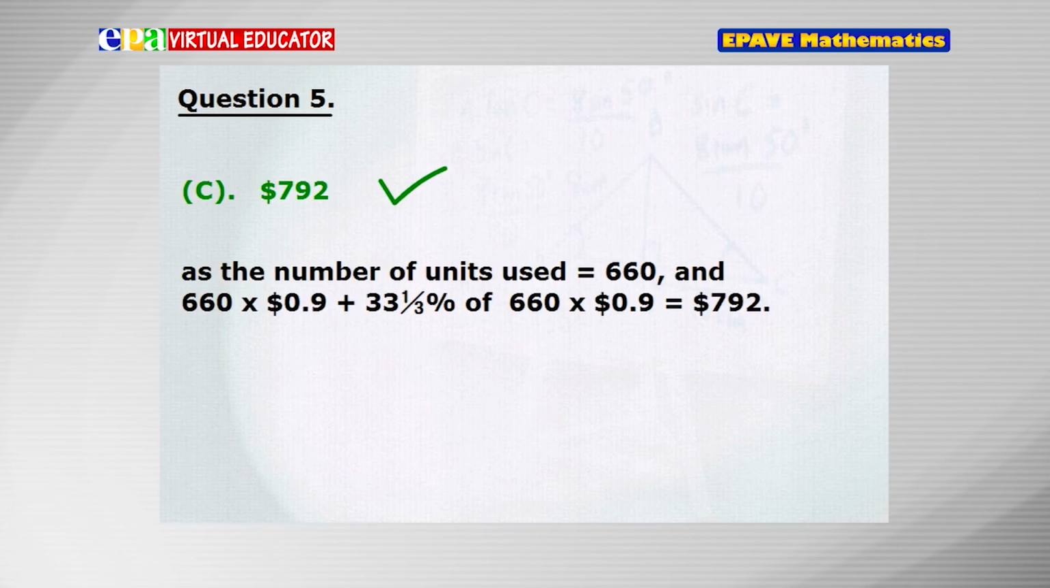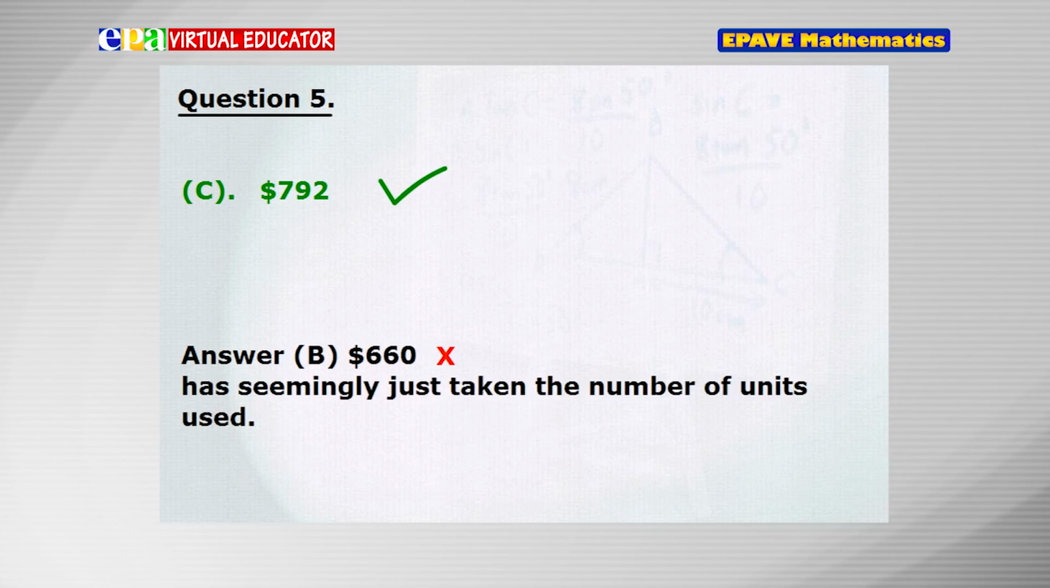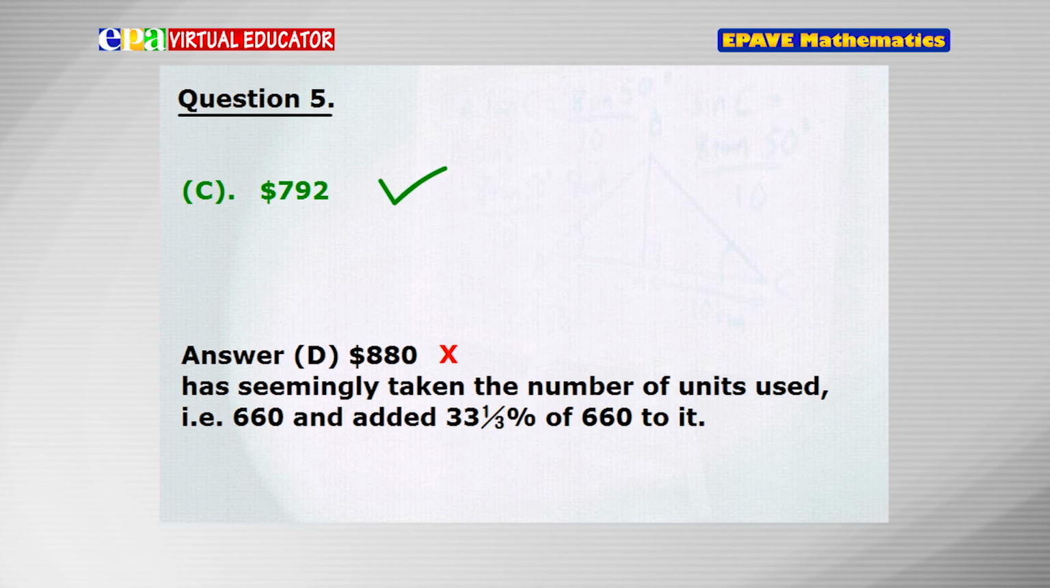The correct response to question 5 is C, as the number of units used is equal to 660, and 660 times $0.9 plus 33 and 1/3% of 660 times $0.9 is equal to $792. Answer A has just used 660 times $0.9. Answer B has seemingly just taken the number of units used. Answer D has seemingly taken the number of units used, that is 660, and added 33 and 1/3% of 660 to it.